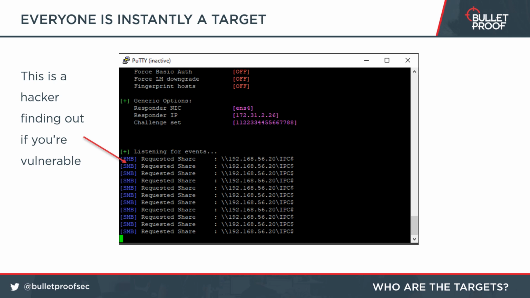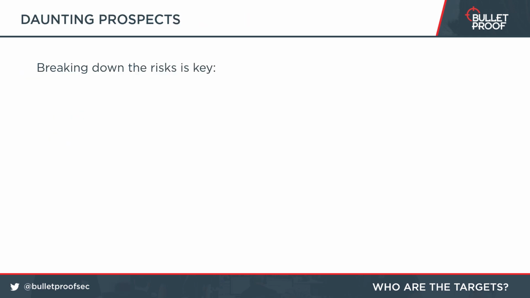So pretty much as soon as you put something on the internet, there's a good chance that something's going to find it and it's going to attempt to see if it's exploitable. And that's a daunting prospect. So let's break it down into a number of key risks.